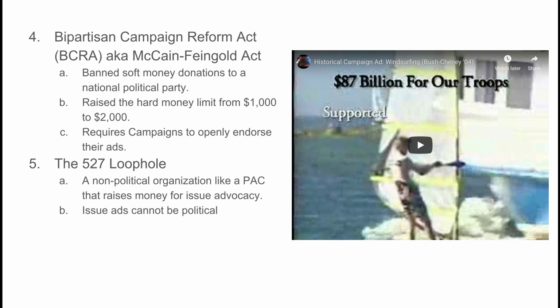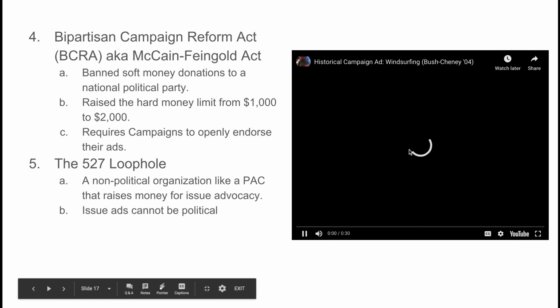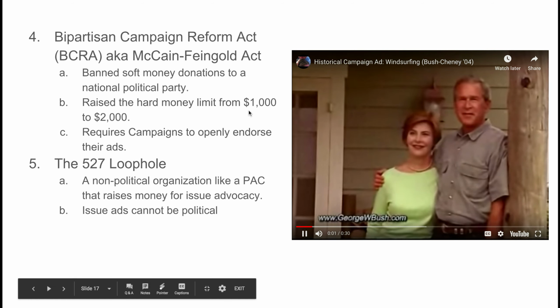All right, so for instance, here's an ad put out by the Bush campaign in 2004, and it's an attack ad on Kerry. And now they have to claim that this is our ad. They can't just attack Kerry and make it seem like they weren't behind it. So any attack ad, any type of ad they put out, now according to this new law, they have to endorse.